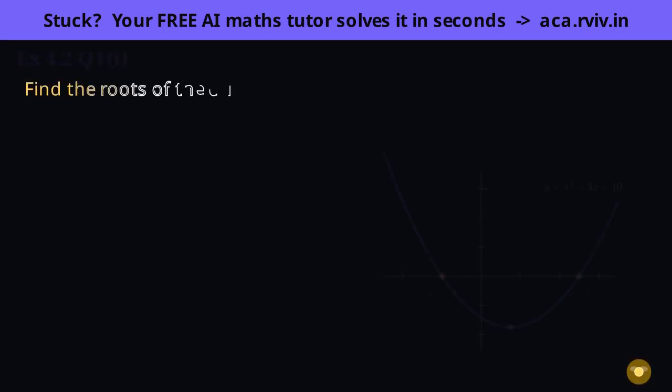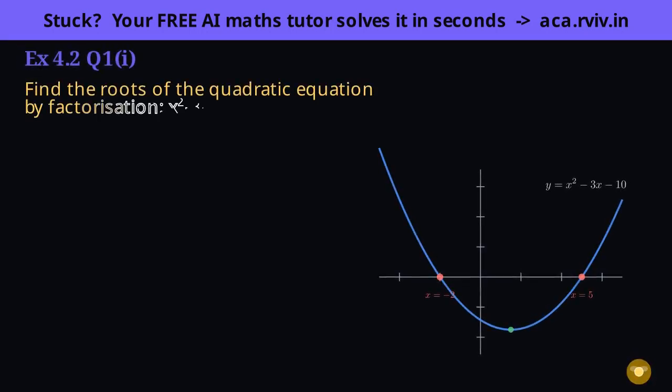Two numbers with the right product and sum crack it open. Back to factorizing, the fastest route when the numbers are friendly. The engine, as always, is splitting the middle term into two numbers whose product is a times c and whose sum is b. Here a is 1, so a times c is just minus 10, and b is minus 3.